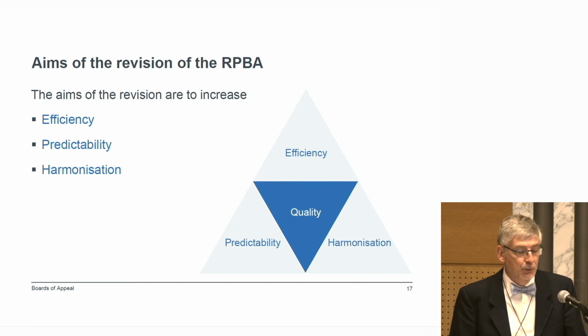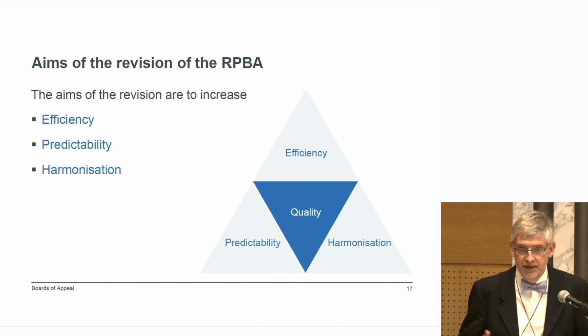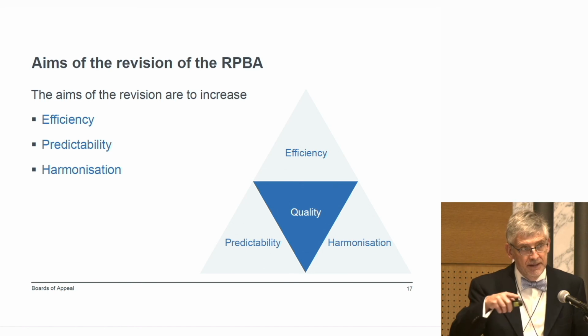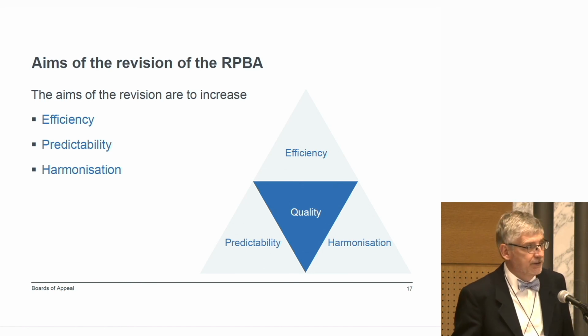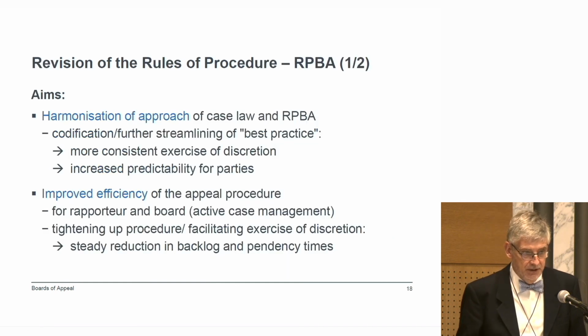When this revision was adopted by the boards of appeal committee and approved by the administrative council, there were in particular three main objectives: to increase the efficiency of the processing procedures before the boards of appeal, to harmonize the case law, and in particular to make our case law, our decisions more predictable to the parties, so that the parties can adapt their procedural strategy to come to the outcome they would like to see. All these three objectives surround the overall objective of having a high quality of our decisions.